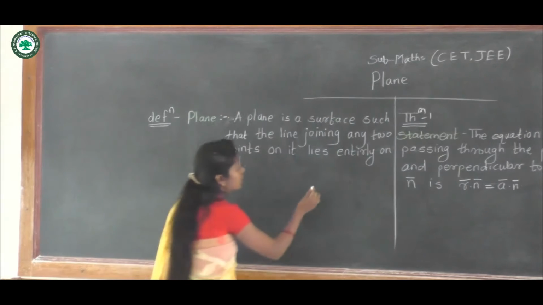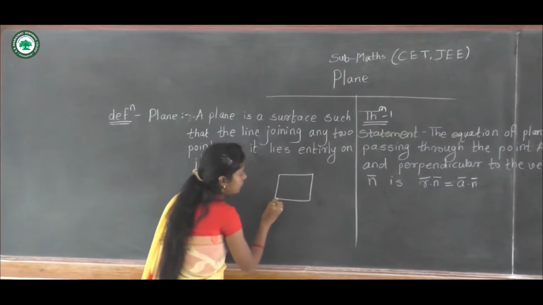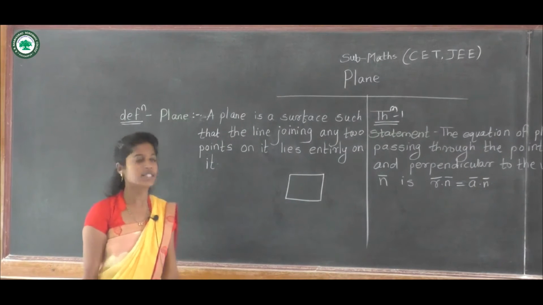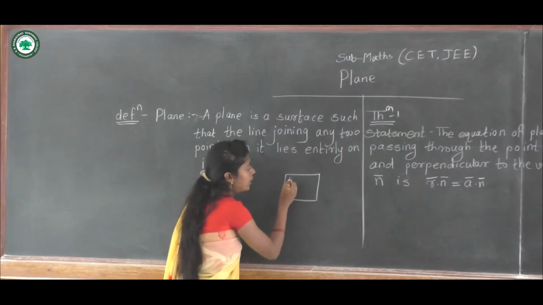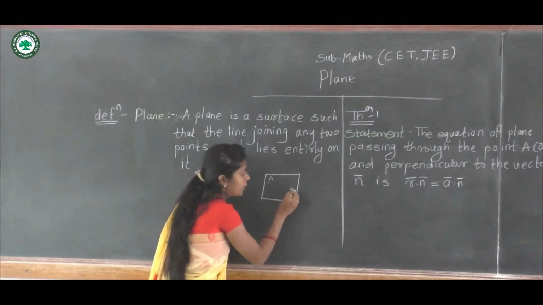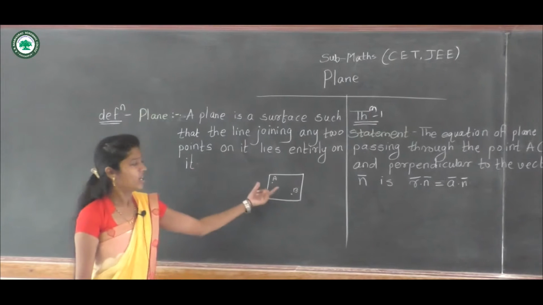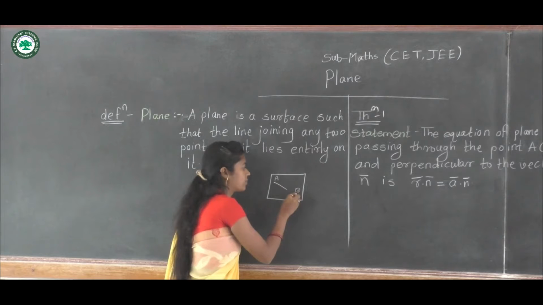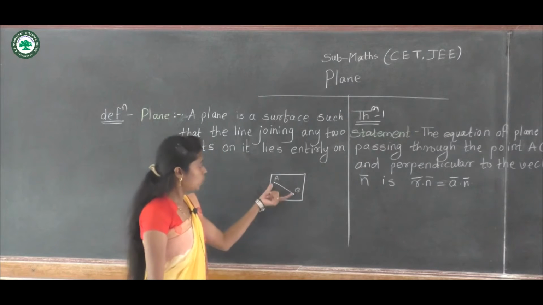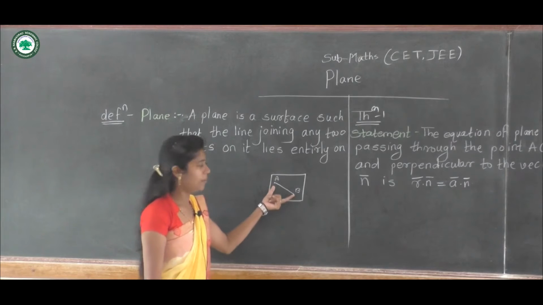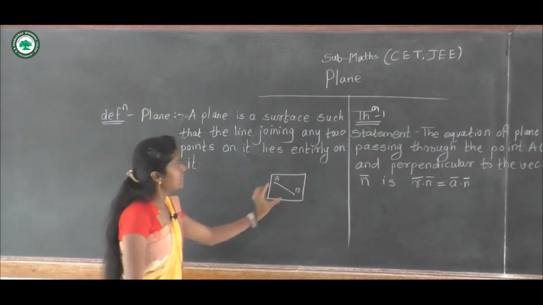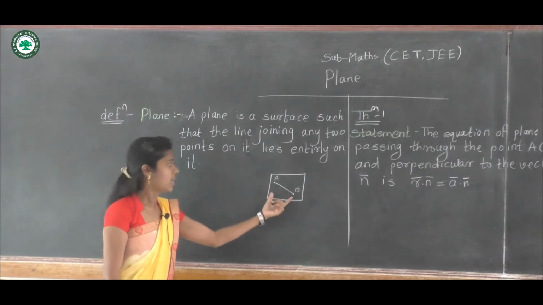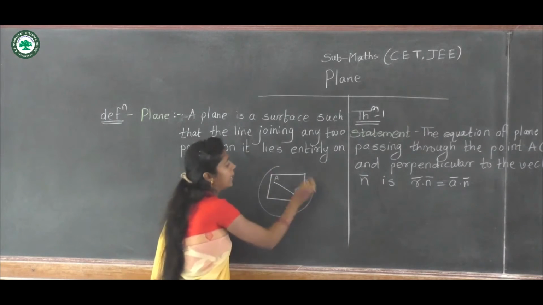Suppose this is a surface, and taking two points on this surface. Suppose this is point A and this is point B. Then joining the points A and B, we get line segment AB. And this line segment AB lies totally on the surface. Therefore, it is called a plane.